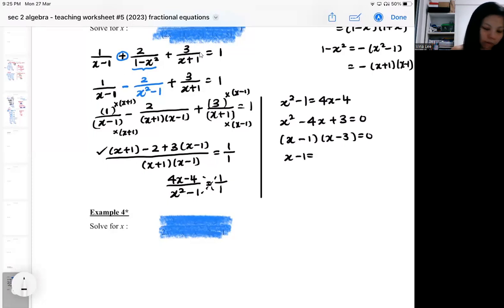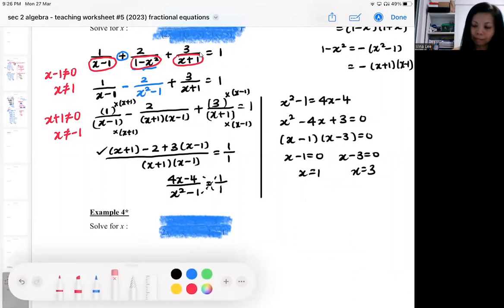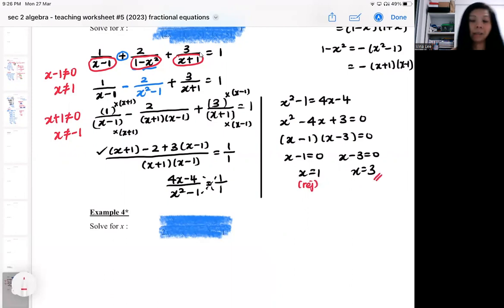And first bracket equal to 0. Second bracket equal to 0. So again, you got to check the denominator. The denominator cannot be 0. So x minus 1 cannot be 0. X cannot be 1. Okay, x plus 1 cannot be 0. X cannot be minus 1. Do you realize that this is one of the not valid answers? So you need to reject. And this is the acceptable one.